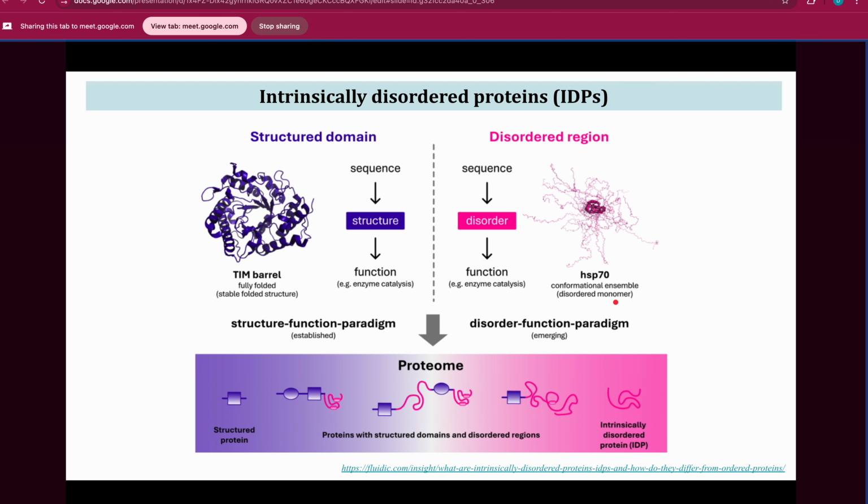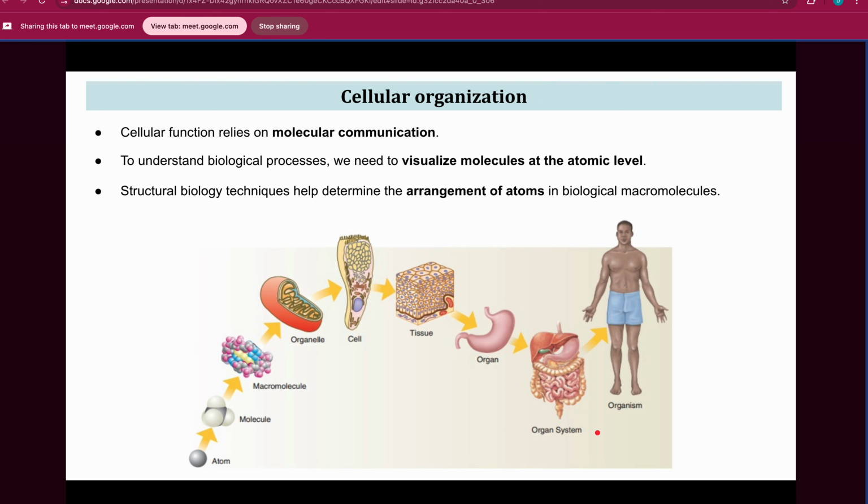So it is a disordered monomer. Its sequence is disordered, so it does not have a proper structure, but still it has some function. For example, it is also involved in enzyme catalysis. So this shows that the structure-function paradigm is established, whereas the disorder-function paradigm is still emerging. This shows that disordered regions are not irrelevant. They also have some functional significance. So now this particular paradigm is emerging, and people are focusing more on these IDPs to understand their functional relevance. So this is all about intrinsically disordered proteins.